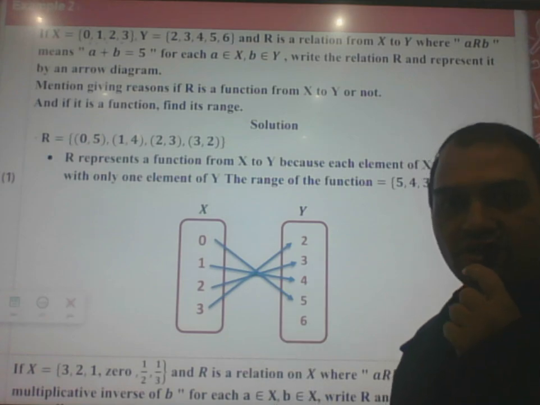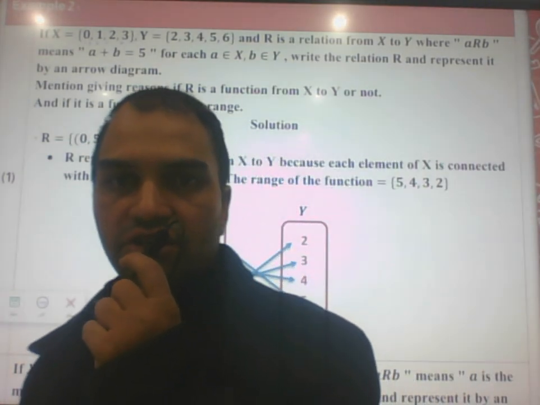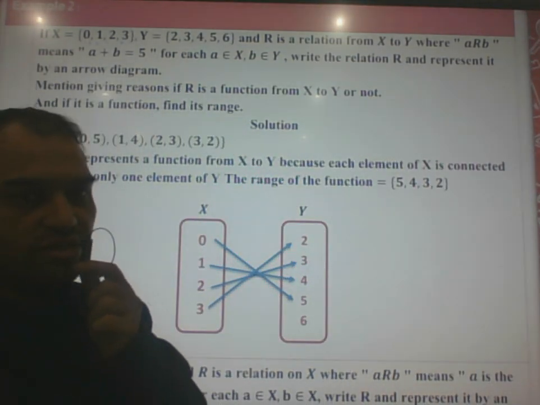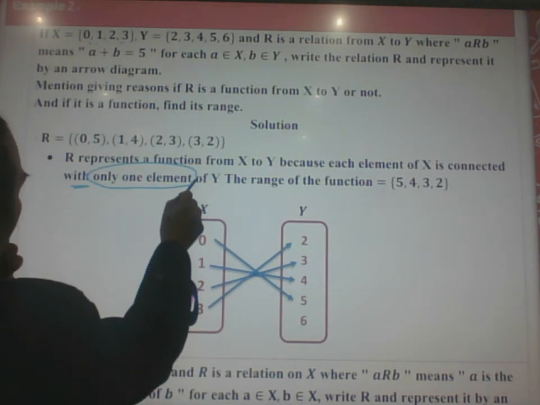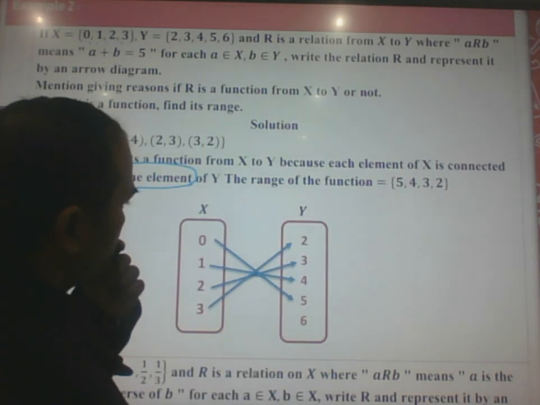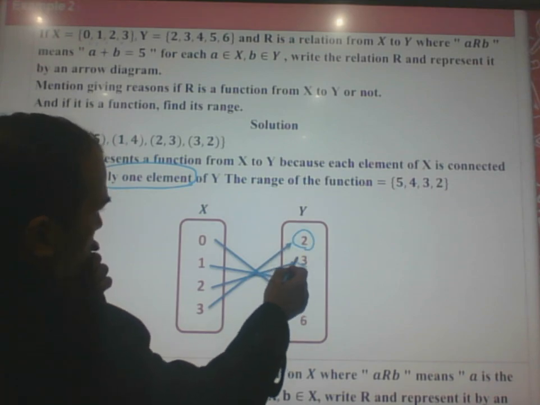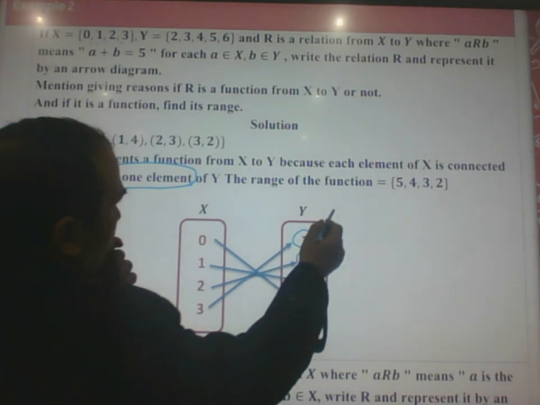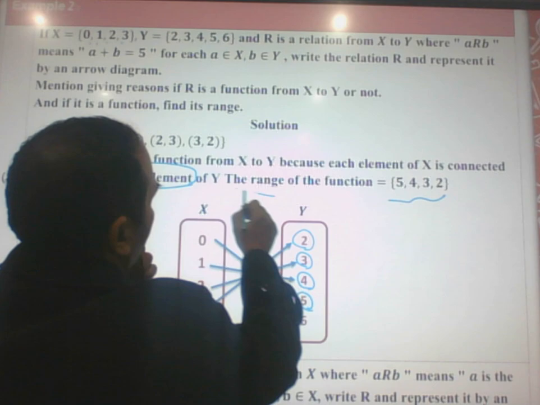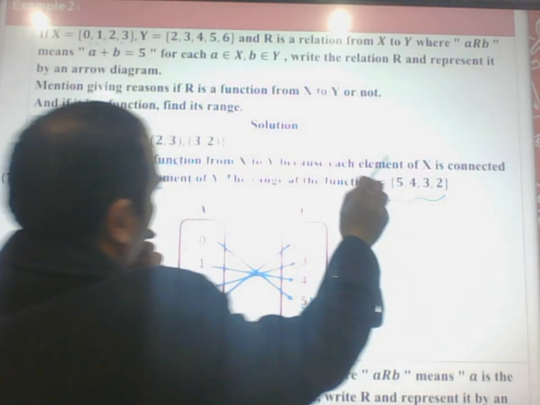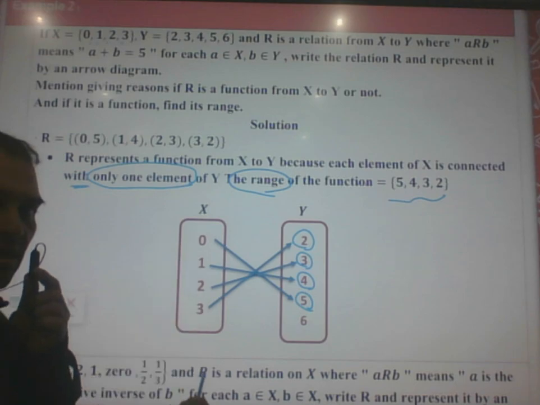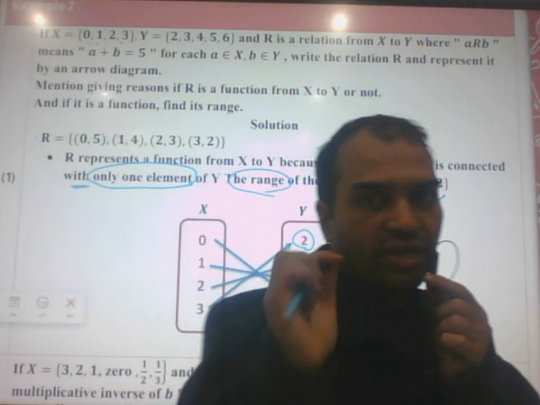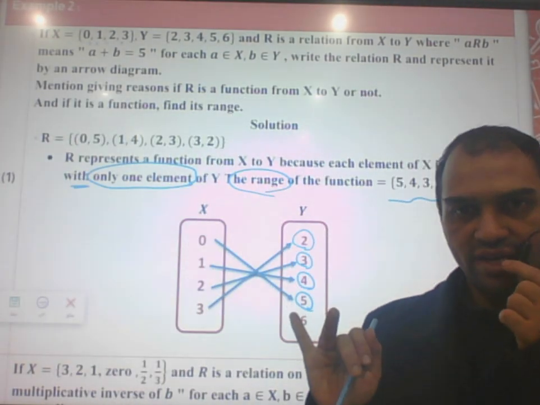Then R represents a function from x to y because each element of x is connected with only one element of y. Then the range will be the images: 2, 3, 4, 5. We call it the range of the function. Here the range will be 5, 4, 3, 2. And x we call the domain and y the codomain. Then we have domain, codomain and the range.